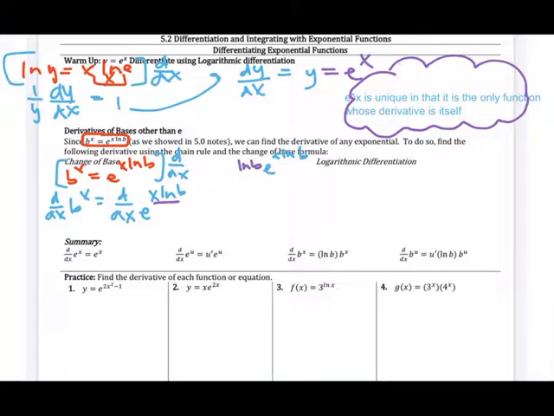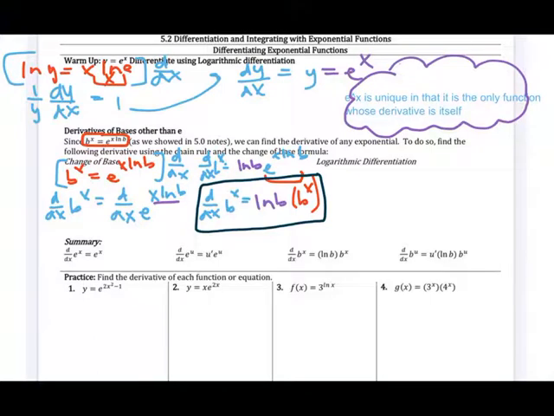So this is still the derivative with respect to x of b to the x. But we can actually simplify this more because e to the power of x natural log of b is just b to the x. It was defined that way at the beginning. So we can say that the derivative with respect to x of b to the x is equal to the natural log of b times the quantity b to the power of x.